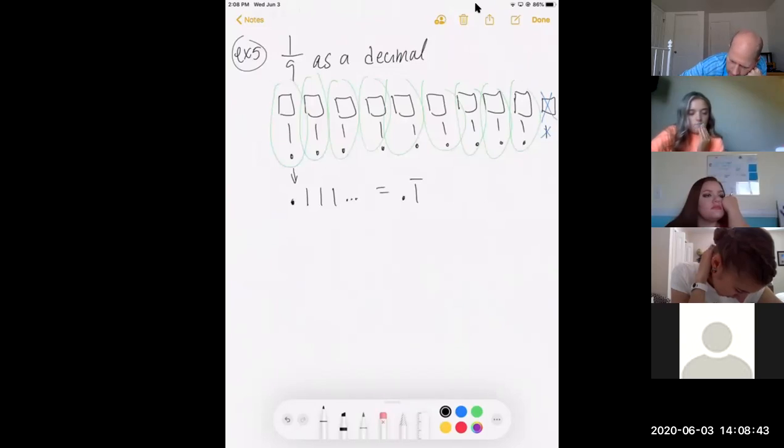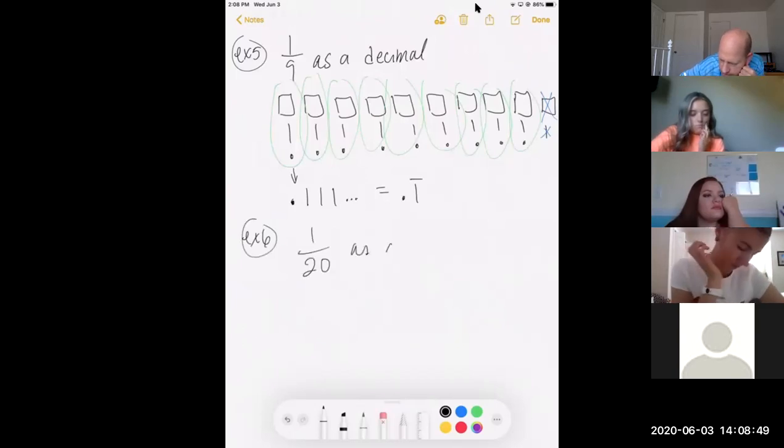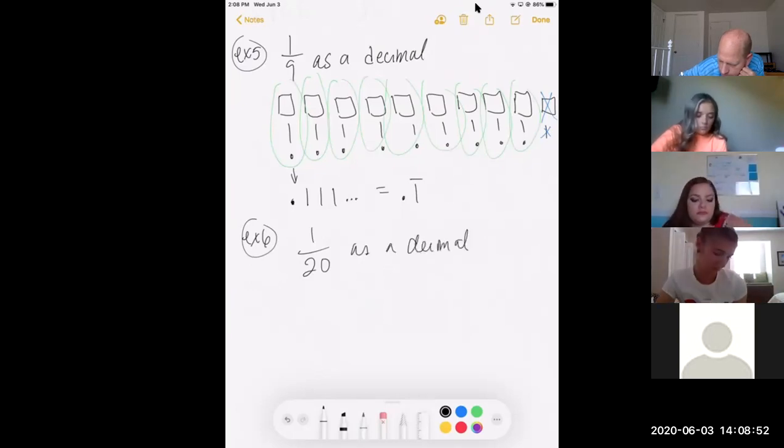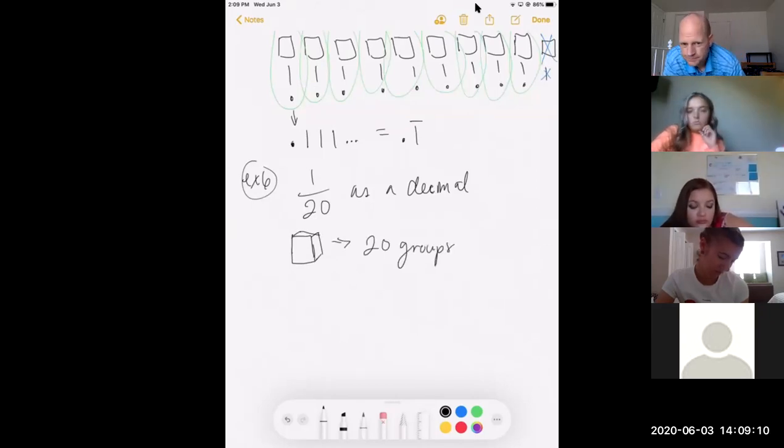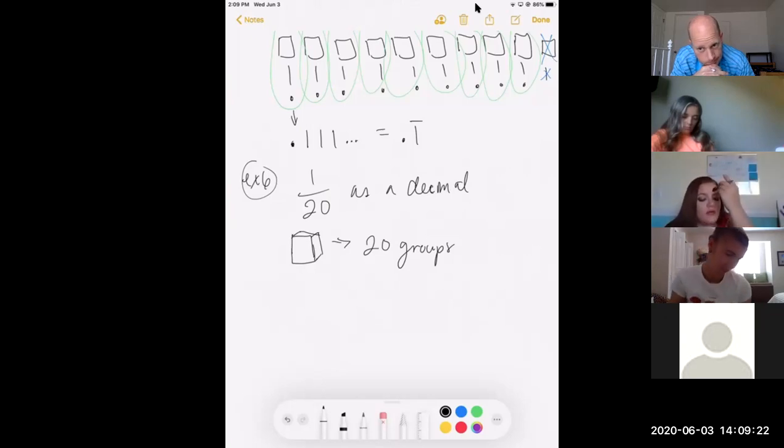Let's do another hypothetical example. What is 1/20 as a decimal? How would you break down that flat? One, we need to divide 1 into 20 groups. One big block, big cube, into 20 groups. Wouldn't it be 0.05? Hey, how'd you get that?